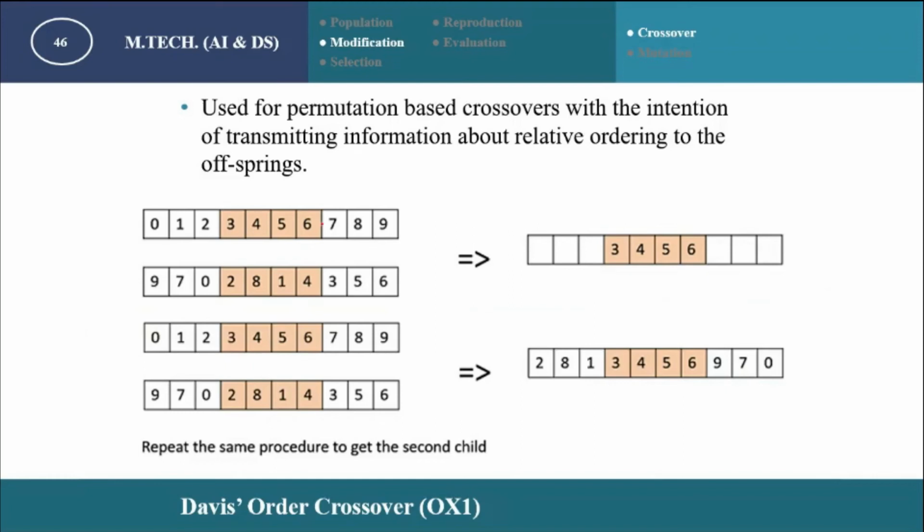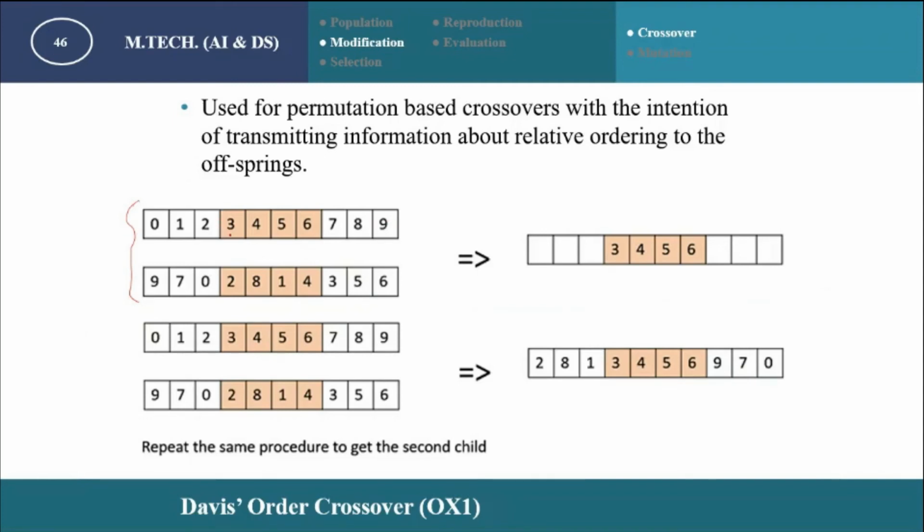So suppose we have two different permutation chromosomes here: 0, 1, 2, 3, 4, 5, 6, 7, 8, 9, and 9, 7, 0, 2, 8, 1, 4, 3, 5, 6 is the second chromosome. In this case, none of the elements are repeating in either of them. So this is a permutation representation of a chromosome.